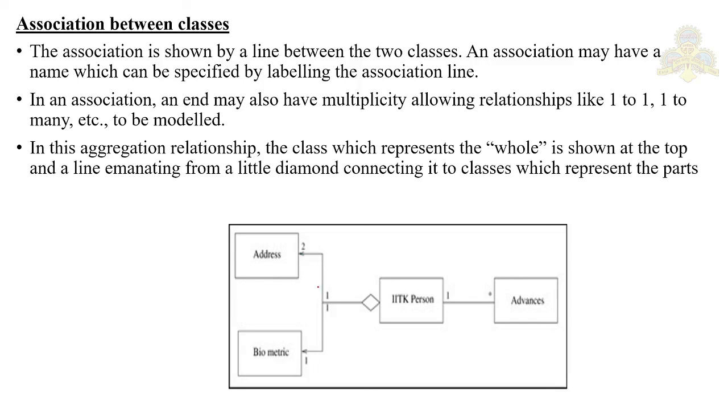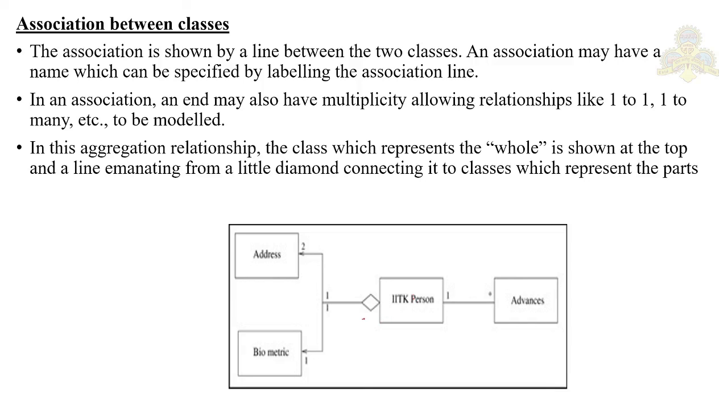The next one is the aggregation relationship. Aggregation is nothing but a has-a relationship. If we consider this example, a person who is working or studying in an IIT has an address and also has a biometric. These two are not related to each other, but they belong to the same person. So we have the association relationship here, and it can be named and can have multiplicity, like two addresses can be there for one person, while biometric can be only one for this person.